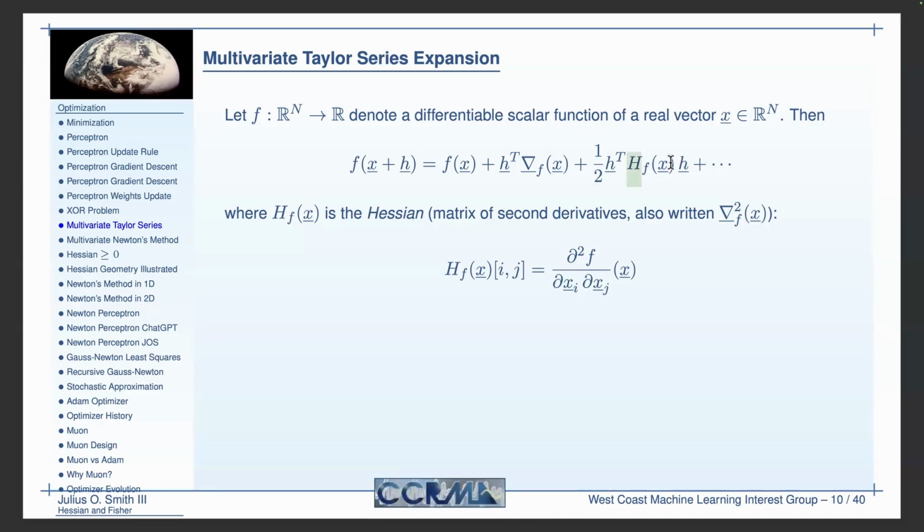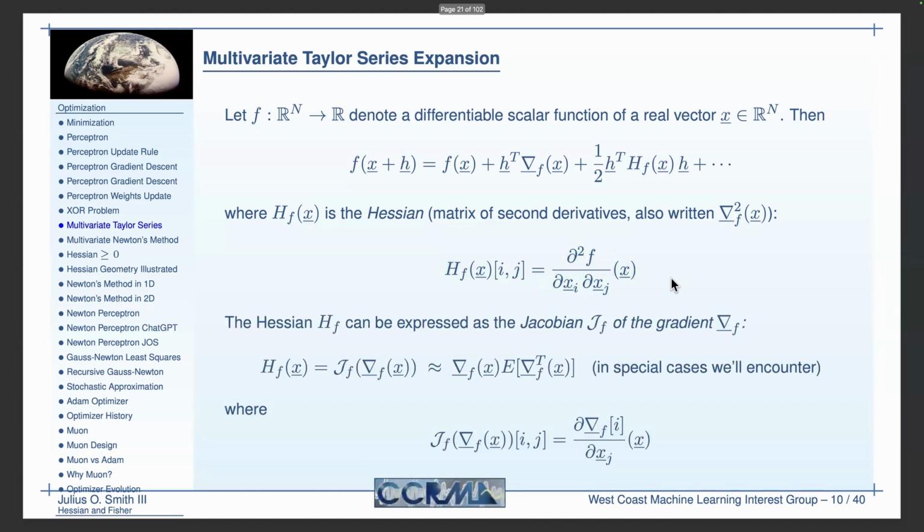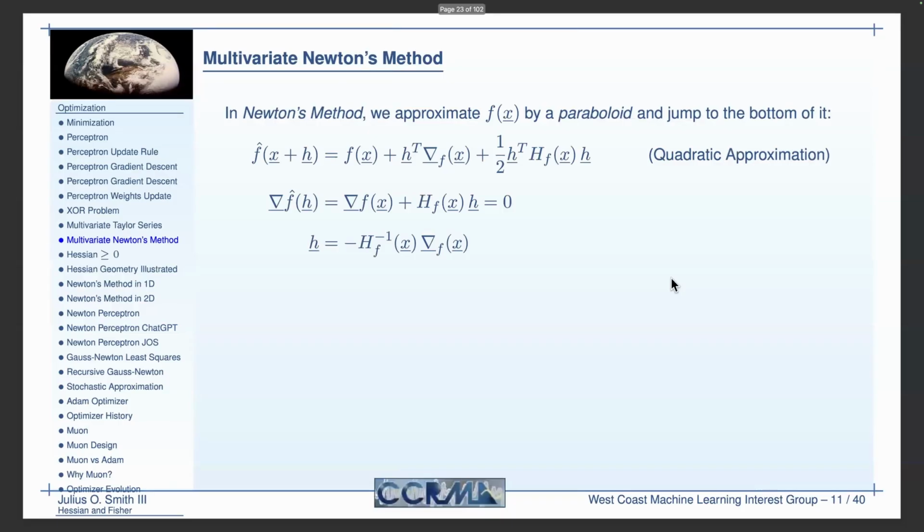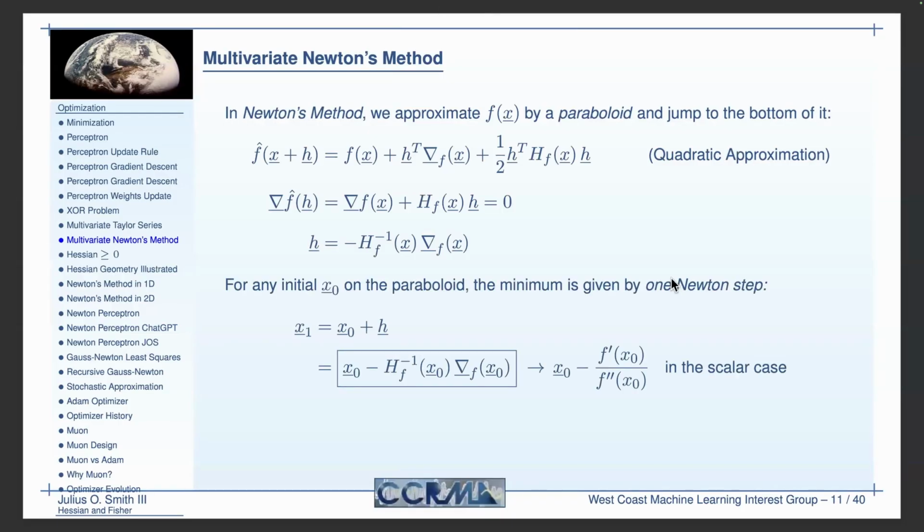So the Hessian is the matrix of second derivatives. And so if you dot it on both sides with the step that you want to take, the quadratic form, then that gives you the curvature. And so here's the full matrix. All right, and you can also write the Hessian as the Jacobian of the gradient. We talked about that. And so now we generalize Newton's method to this case.